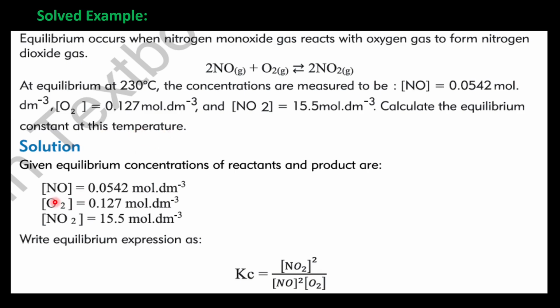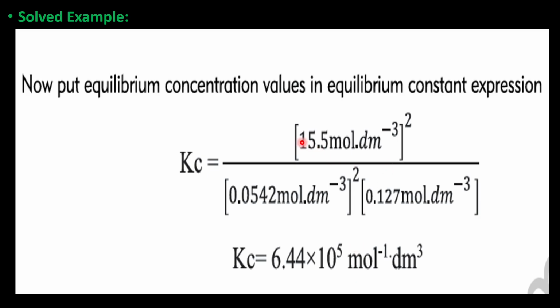So first of all, this is the given data which we have noted over here. First of all, we will write the equilibrium expression. So this is the equilibrium expression for this reaction. This is the product you can see over here, and there are 2 moles, so we write 2 in the power, and these are the reactants, 2 NO and O2. Now put these values over here and solve it.